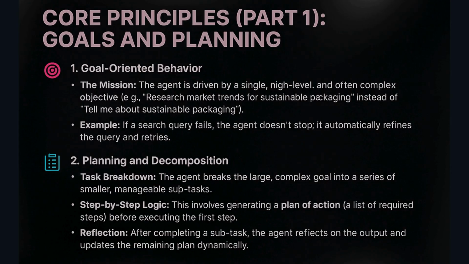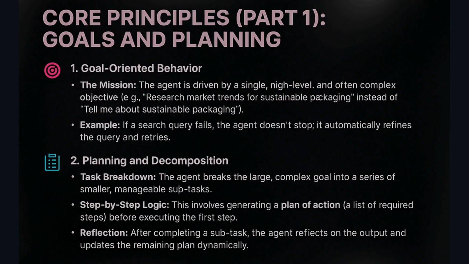The core principles of agentic AI, focusing on goals and planning, form the foundation of its intelligence. The first principle, goal-oriented behavior, emphasizes that an agent operates with a clear, high-level mission rather than responding to isolated queries. Instead of merely answering, "Tell me about sustainable packaging," it undertakes the broader task of researching market trends in sustainability. This goal-driven approach allows the agent to persist, refine, and retry until the objective is achieved, making it resilient and adaptive.